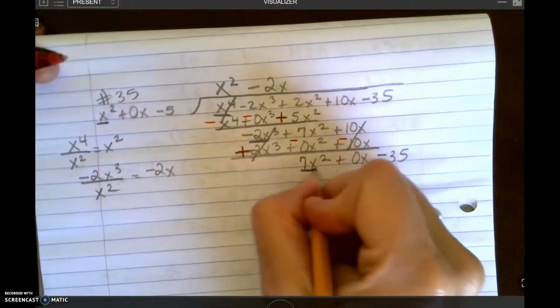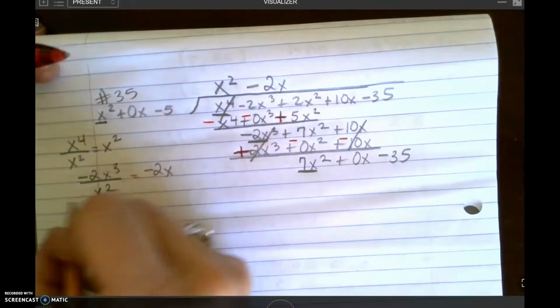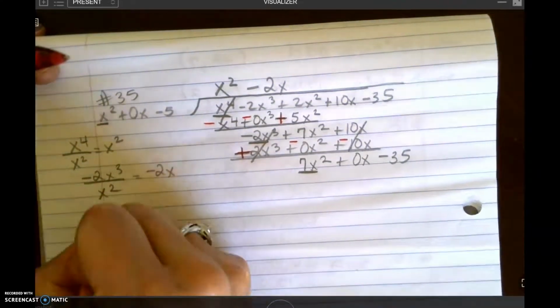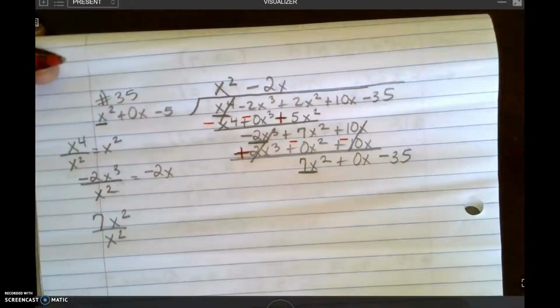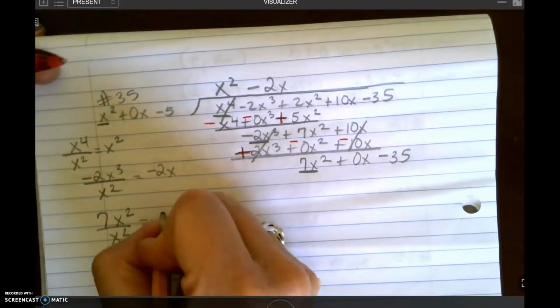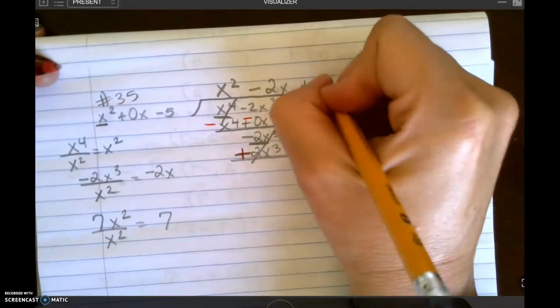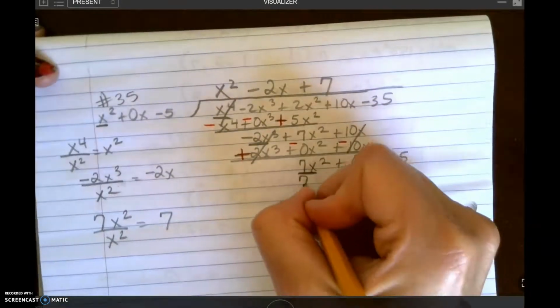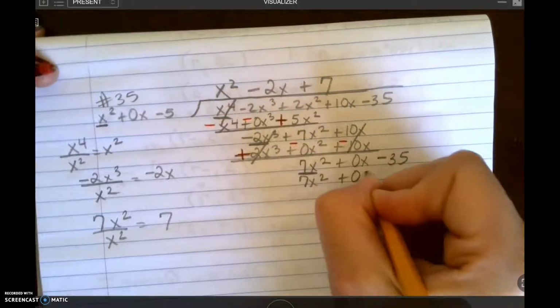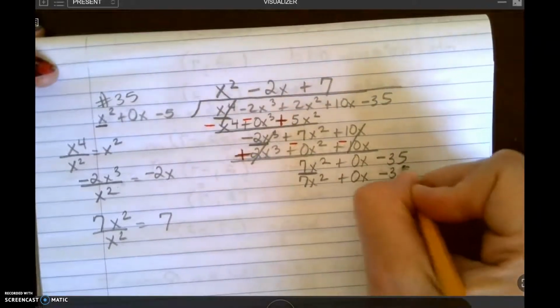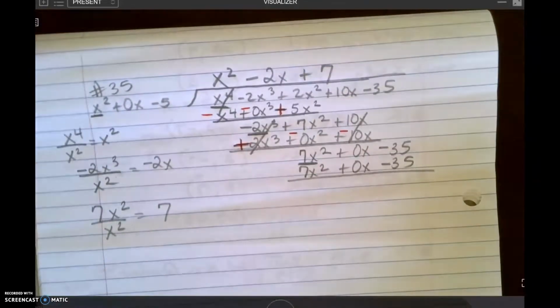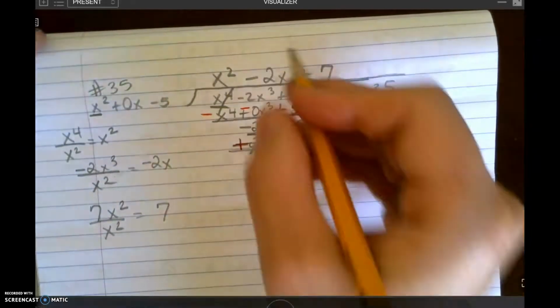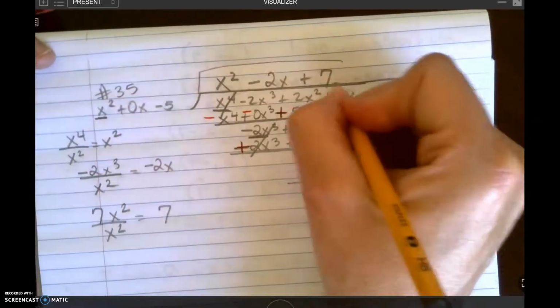Focus on the first. What is 7x squared divided by x squared? And I get 7. So plus 7, multiply that, I get 7x squared plus 0x minus 35, which is exactly what I want with a remainder of 0. So here is my answer.